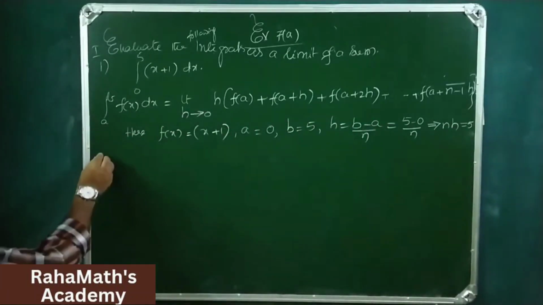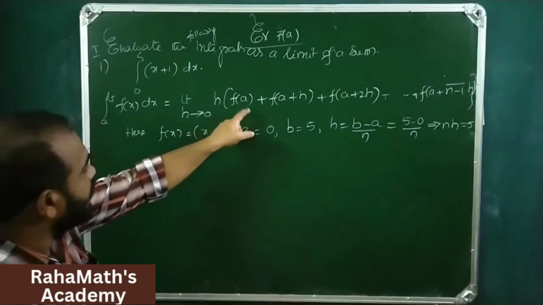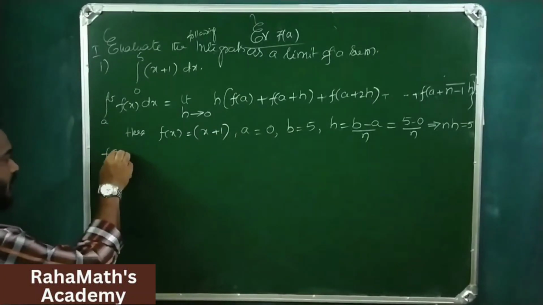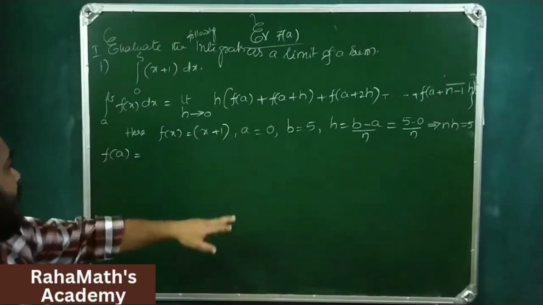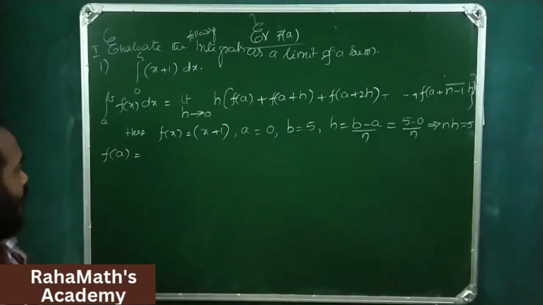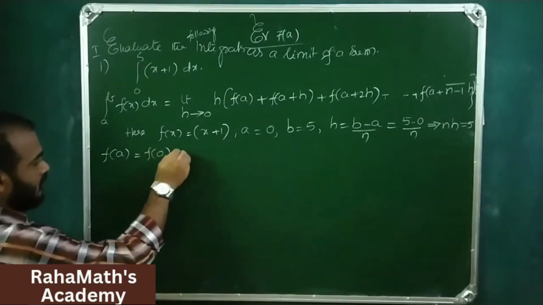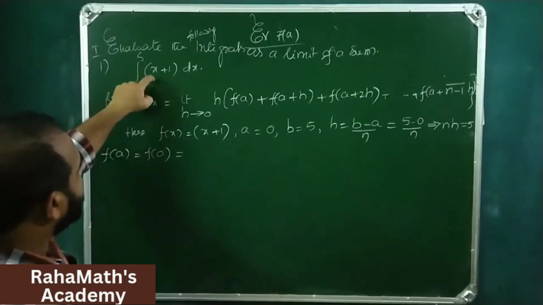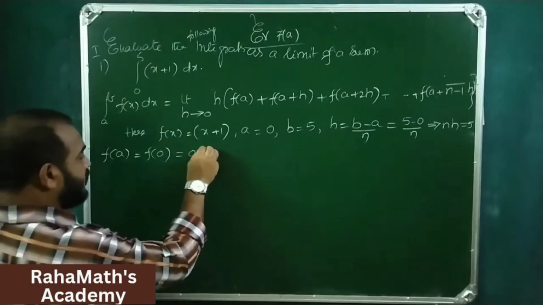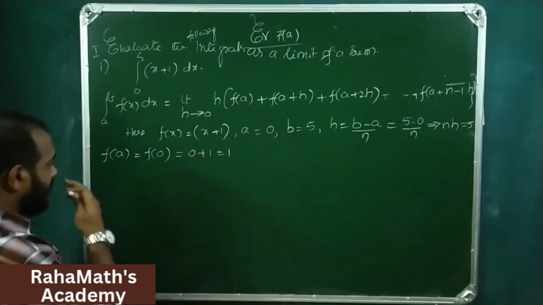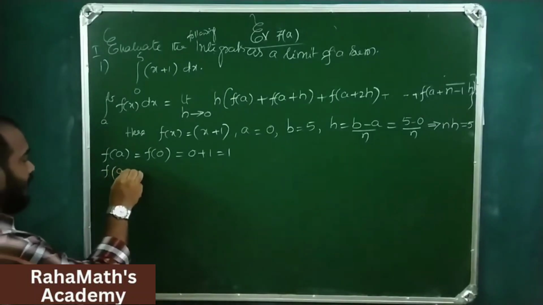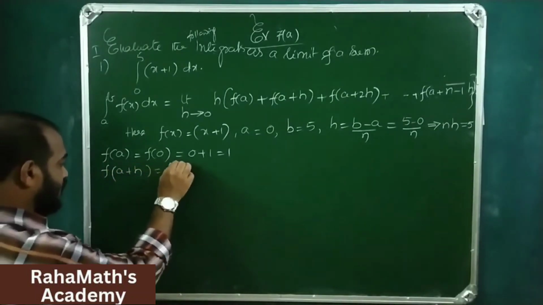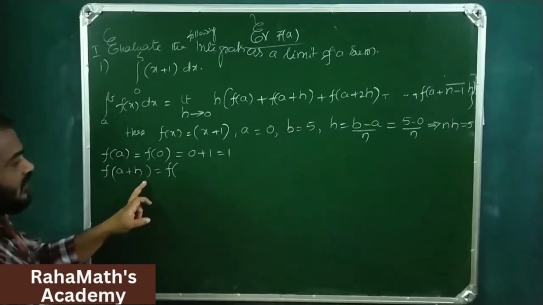Now, before that, what is f of a? Let us find out. f of a is equal to f of 0. Substitute in that. So 0 plus 1 is equal to 1. Next, f of a plus h, that is equal to f of 0 plus h.